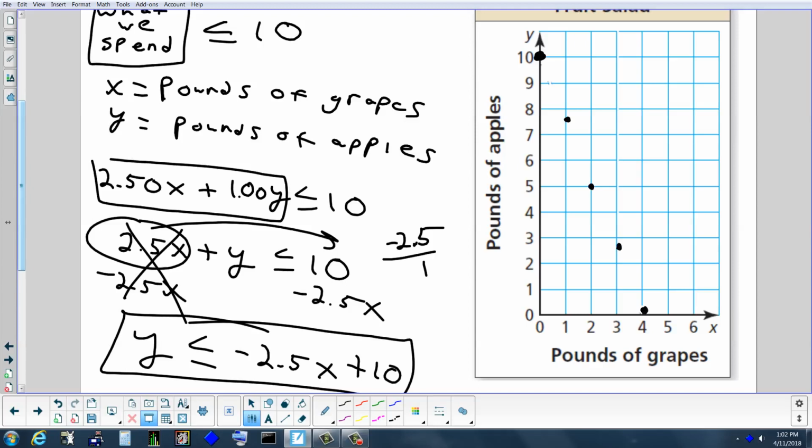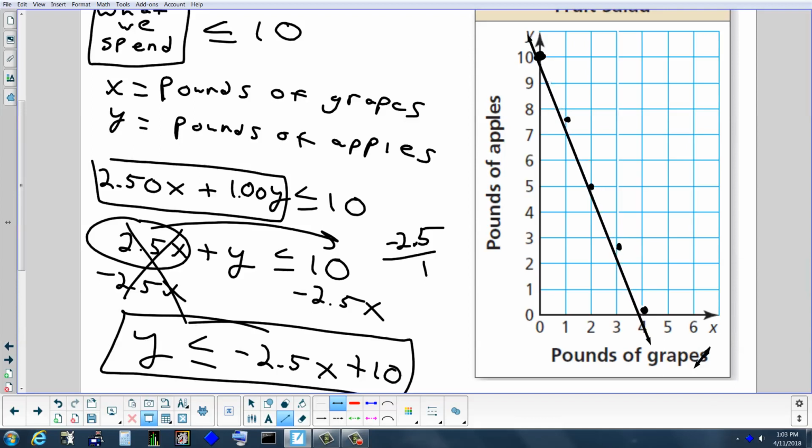What do I have to decide now? Dotted or straight? Dotted or solid? It's solid. How come? Because it's a less than or equal to. Because it has the equal to. It's a less than, but it has the equal to. So put your solid line.